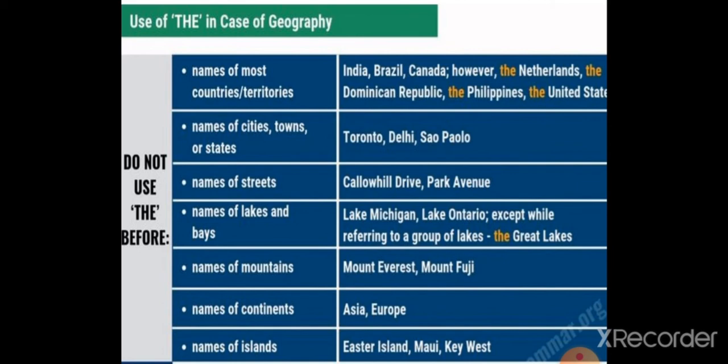For example Toronto, Delhi. We don't say the Delhi, we don't say the Toronto. Names of streets, okay, Callowville Drive, Park Avenue or any street, any area, if we are indicating, we don't use the. Names of lakes and bays, Lake Michigan, Lake Ontario, except while referring to a group of lakes.